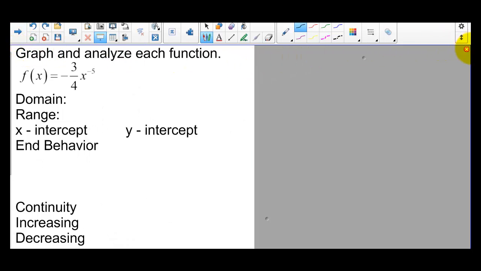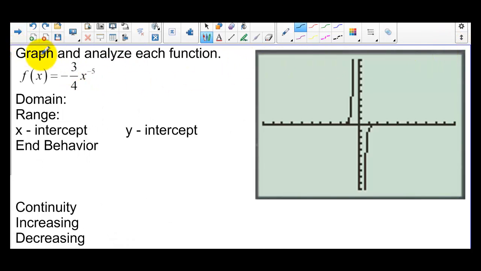Graph and analyze each function. Now we have negative 3/4, but the x to the 5th, I should write it like this, negative 3 over 4x to the 5th. So again, the function, we cannot plug 0 into x. The domain is anything you want except for 0. You cannot have a denominator equal to 0.